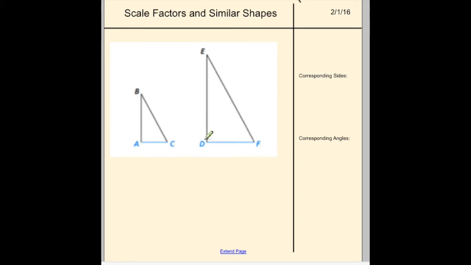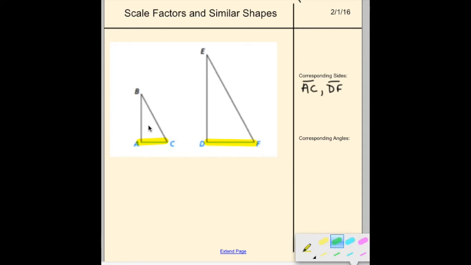So here, corresponding sides are just the sides that are the related sides in each shape. So for example, AC is the smallest side in this triangle, so we need to find the smallest side in the other triangle. And so AC here corresponds to DF. So I'm just going to write that down. So AC corresponds to DF.